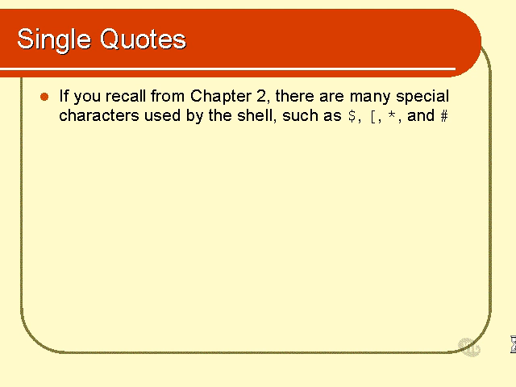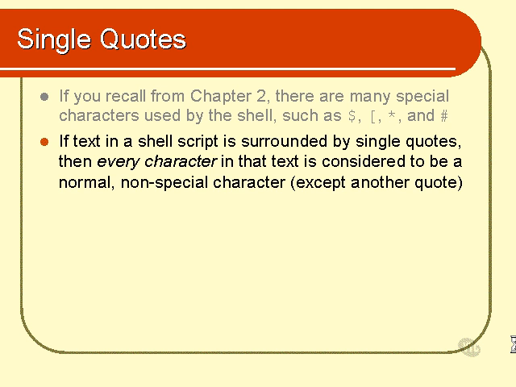Remember that I spoke to you earlier about special characters used by the shell, and there's a bunch of them, such as the $ sign, the brackets, the asterisk, the hash or the pound sign, and also including things like the space character. So here's how that has to do with single quotes. If you take a piece of text from a shell script and surround it by single quotes, then every character between the quotes is now considered to be a normal non-special character. In other words, all the special characters lose their meanings, including spaces. The only exception to that rule is another quote. Well, another single quote, that is.